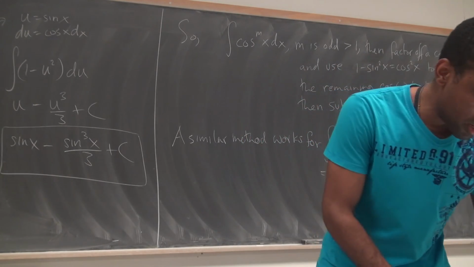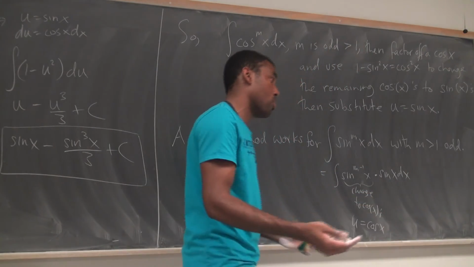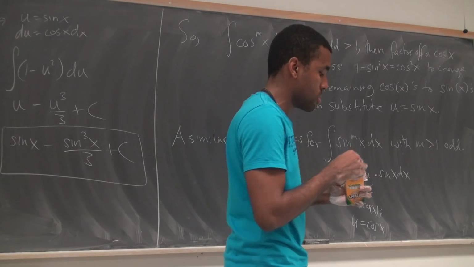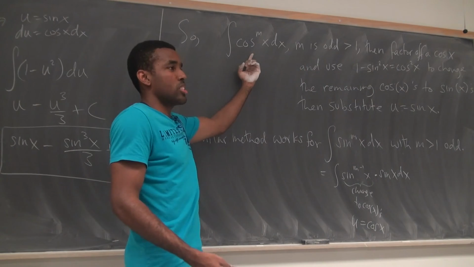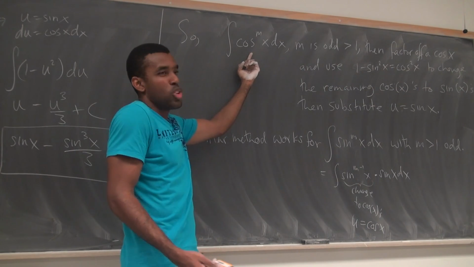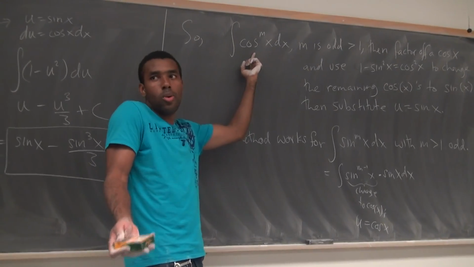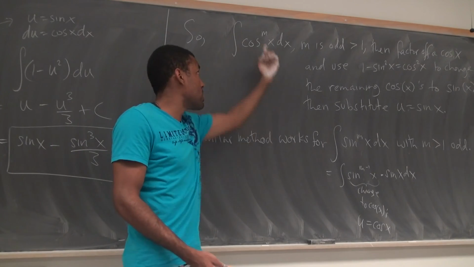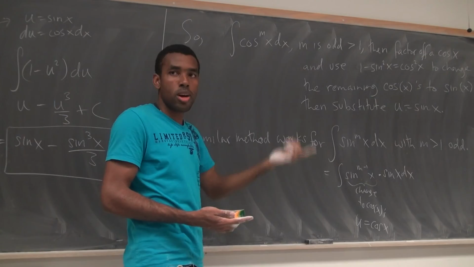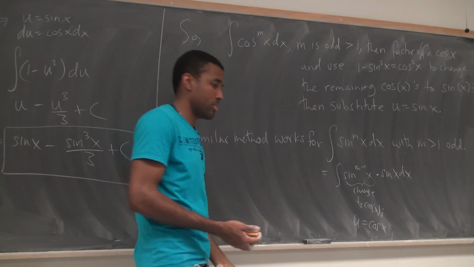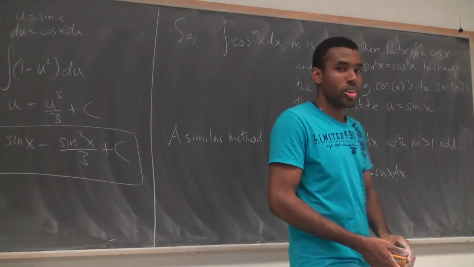But again, for now, remember the hierarchy. Can a basic rule work? No. Can substitution work? No. Then you think other stuff. Obviously now you know if it's a trig function like this, you wouldn't think integration by parts. You're like, oh, I know how to deal with this. Whether the power is even or odd, I know how to deal with it. So you'd skip the integration by parts in your brain because you know this. Okay.